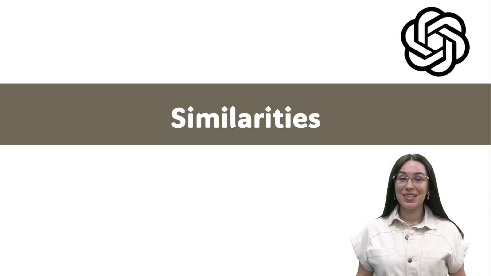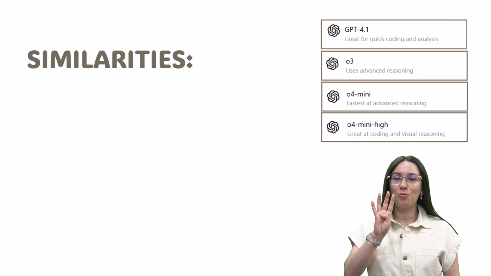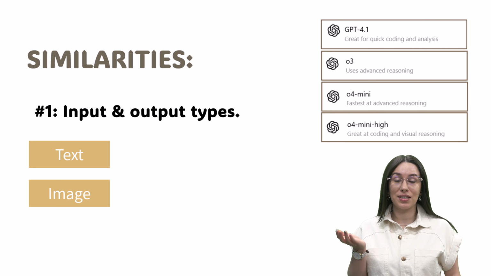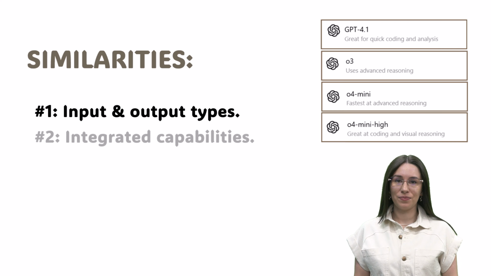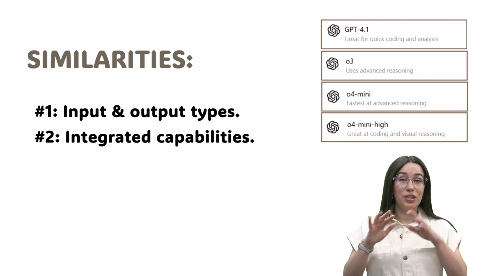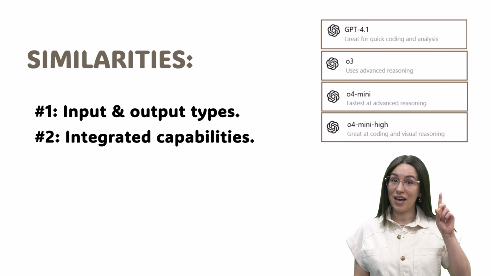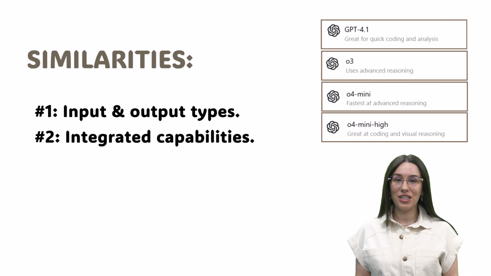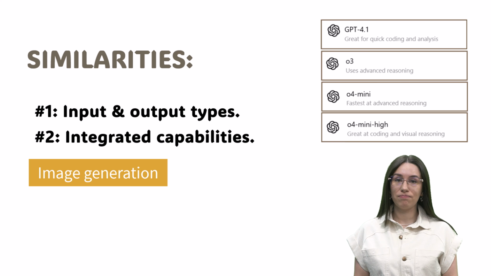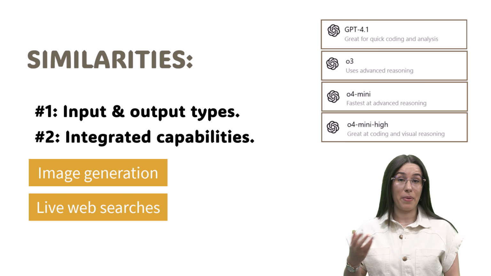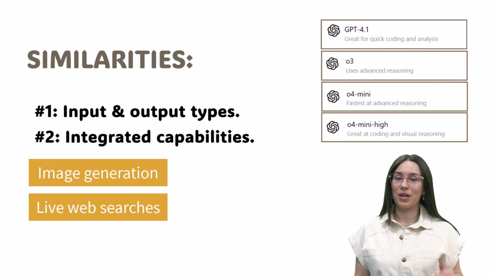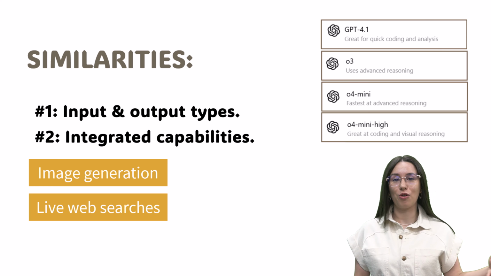Let's go. Similarities. These 4 new models take the same input, text or image, and provide the same output, text. These 4 models power different versions of ChatGPT, yet the 4 versions of ChatGPT have integrated the capabilities of image generation and live web searches. These 2 capabilities can be triggered manually or dynamically based on the input provided during the conversation.